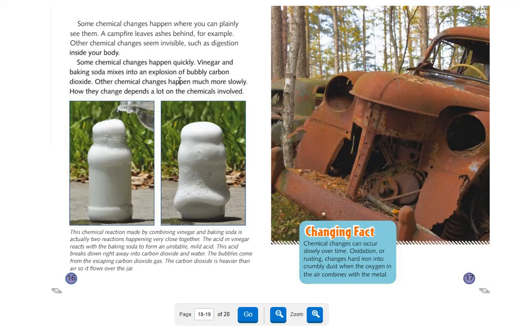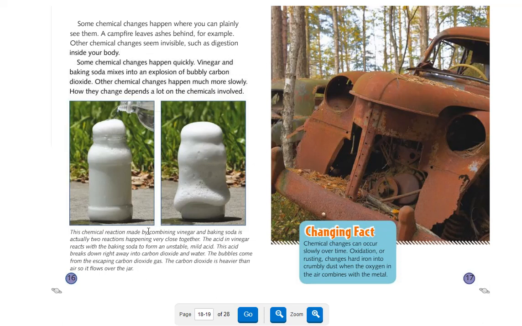Other chemical changes happen much more slowly. How they change depends a lot on the chemicals involved. So an example of a very slow-acting chemical change would be a piece of metal rusting over many weeks or months if it's left out in the sun and exposed to the elements.